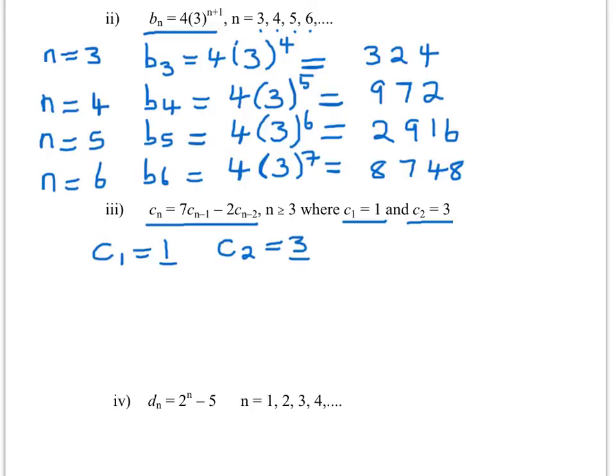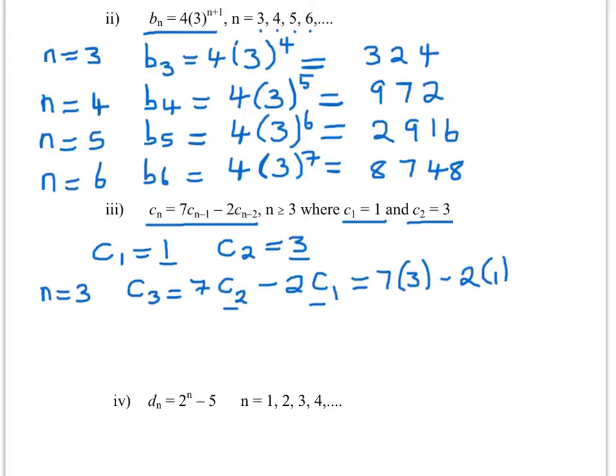So that's the first two terms of the sequence without having to do any work. Now to generate the third term of the sequence, the third term occurs when n is equal to 3. If you put n equal to 3 into the recursive formula, we'll find that C3 is equal to 7 times Cn minus 1, 3 minus 1 is C2, minus twice Cn minus 2, 3 minus 2 is C1. Now we know the values for C1 and C2, so if you put them in, it's 7 times C2, which is 3, minus 2 times C1, which is 1. And if you work that out, 7 3s are 21, minus 2 is 19.